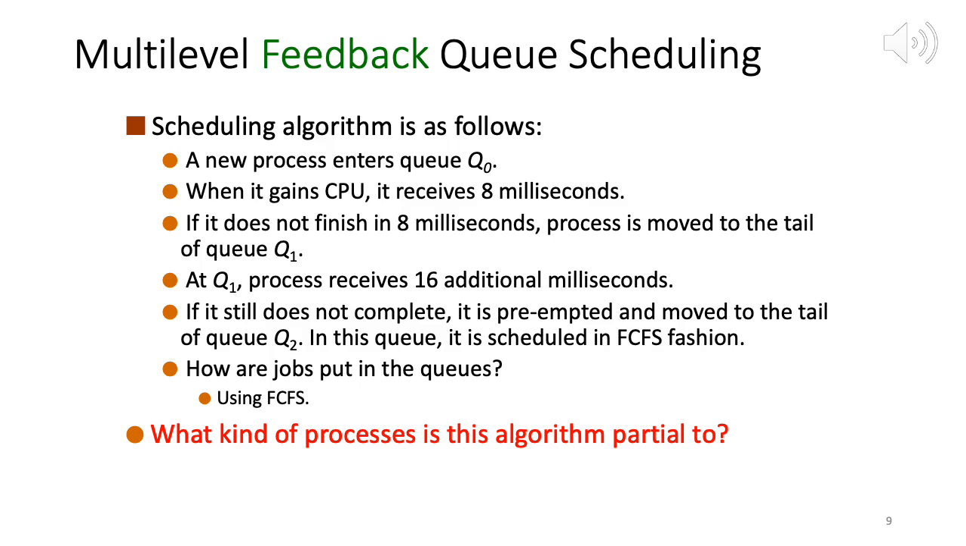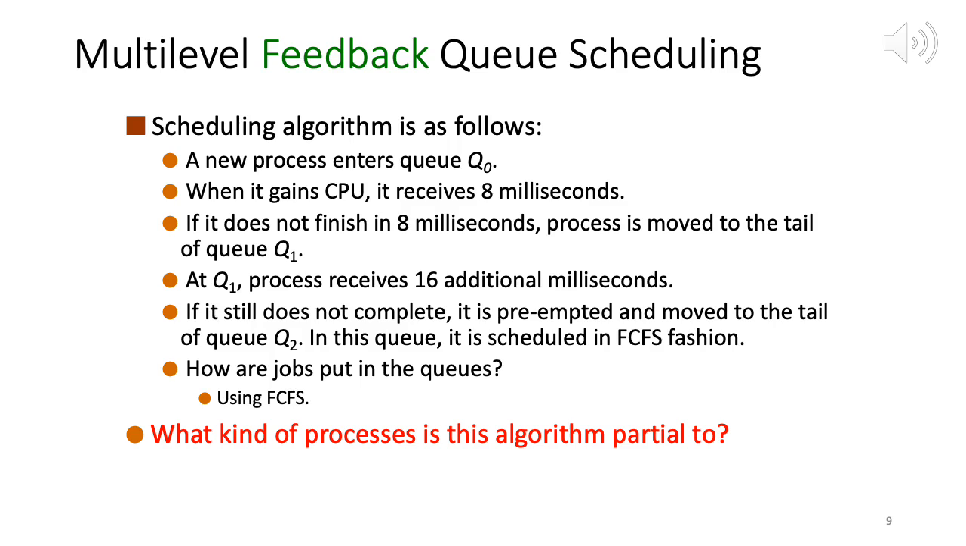So as such, what is a scheduling algorithm? Obviously, what happens is a new process enters the queue. Which one? Q0. So a new process enters Q0. Eventually its turn will come. It's a ready queue. When it gets the CPU, it receives exactly 8 milliseconds.